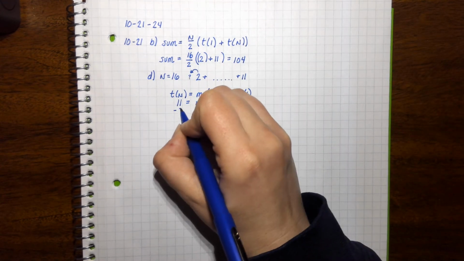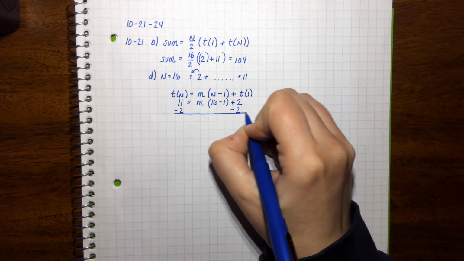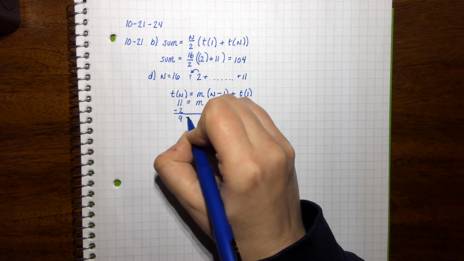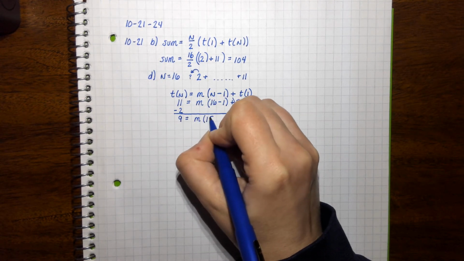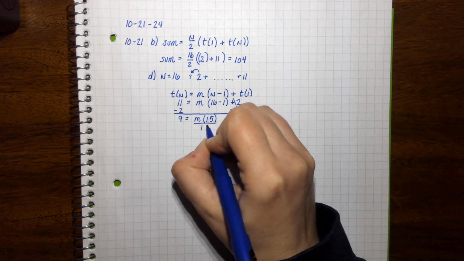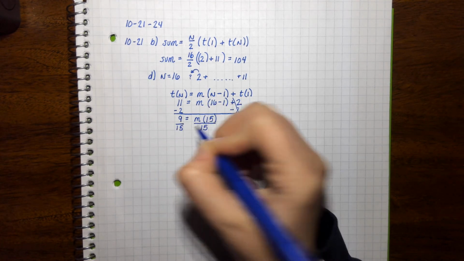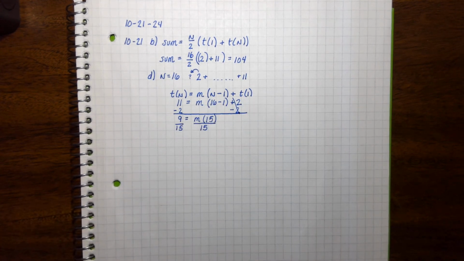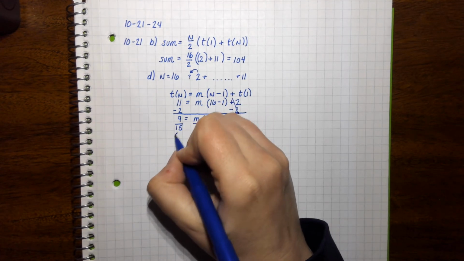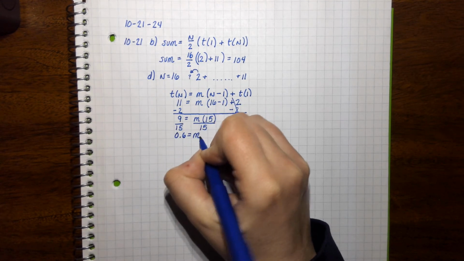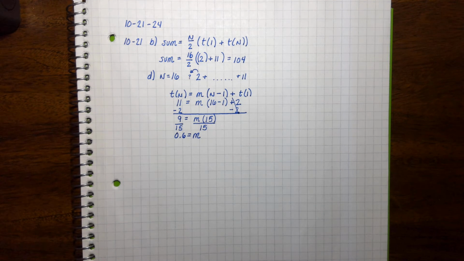Okay, you can already tell from the numbers that this is going to be gross. 11 minus 2, 9 equals m times 15. Divide by 15. What's 9 divided by 15? 0.6. The growth is 0.6. So looking back at that picture now, you can kind of see that the growth is 0.6, but I never would have guessed it from that.